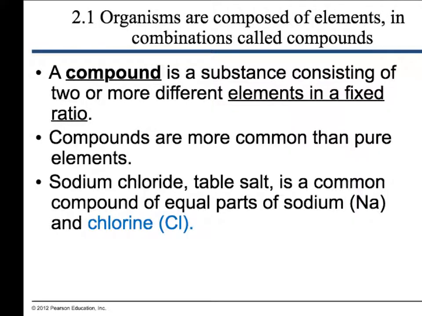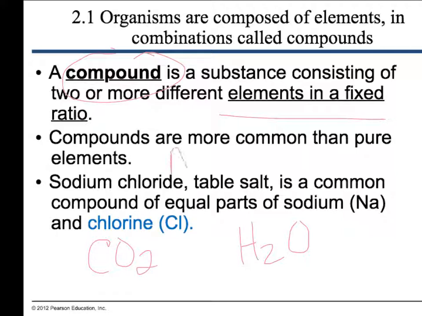Now, what's a compound? A compound is a substance consisting of two or more different elements in a fixed ratio. For instance, water. You're always going to see water as H2O. Water is a compound. Carbon dioxide, we'll always see it as CO2. Again, they're in a fixed ratio. Compounds are more common than pure elements. Sodium chloride, here's another one. Sodium chloride is a common compound with equal parts of sodium and chlorine.